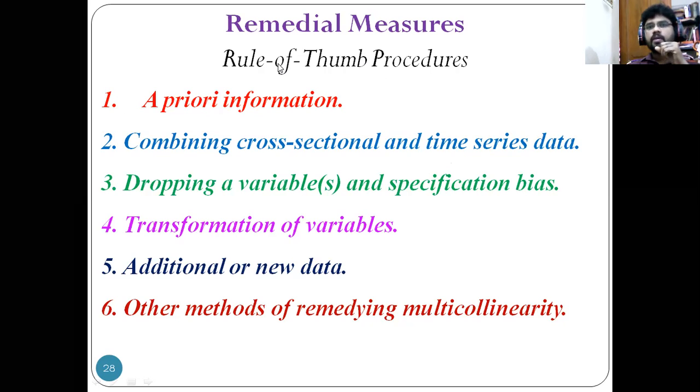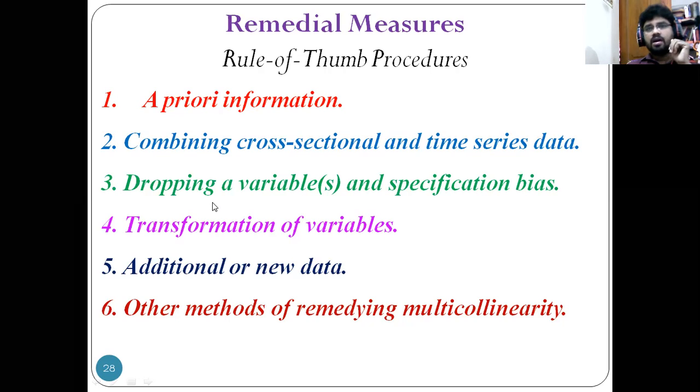Okay. So then next, we need to combine both cross section and time series. When you combine these two types of data, what is it called? That is called pooled data or panel data.